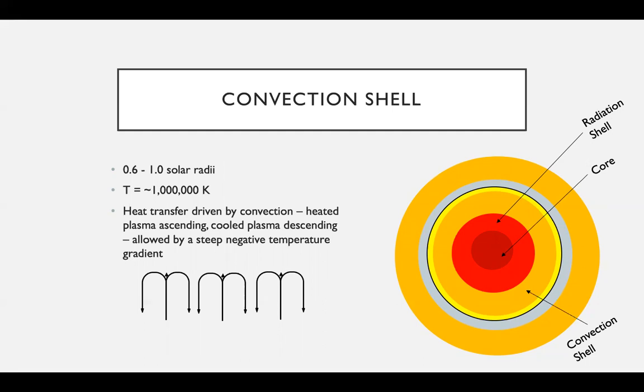And that's what allows the plasma, which is rising, to remain warmer than its surroundings until it reaches the photosphere, releases a lot of energy, and can sink again to the bottom of the convection shell, only to repeat the process over and over again. So it's this rising and falling of energy which produces the convection shell.